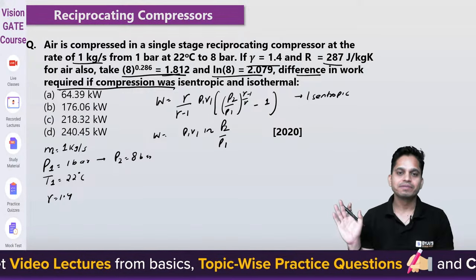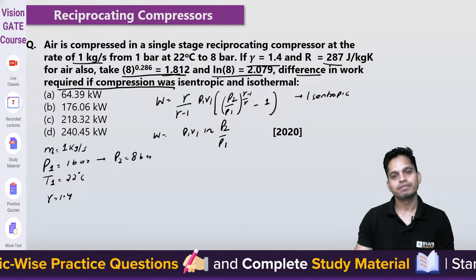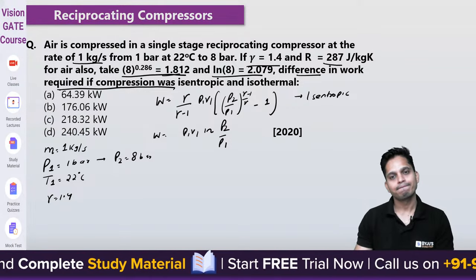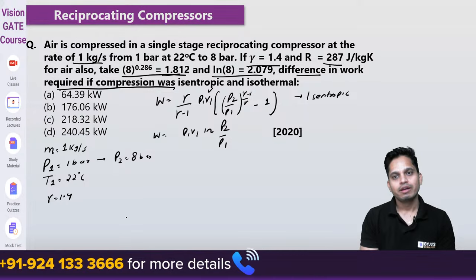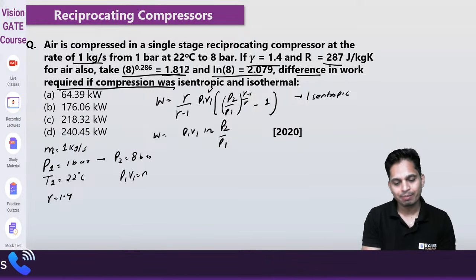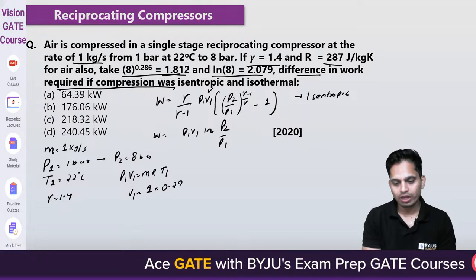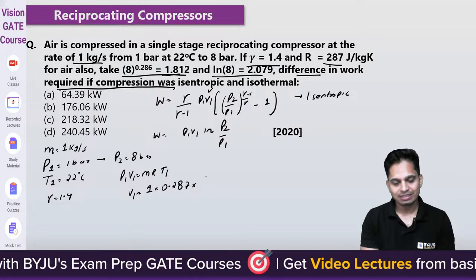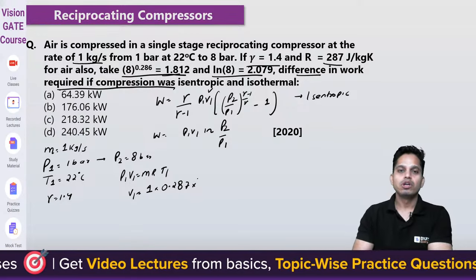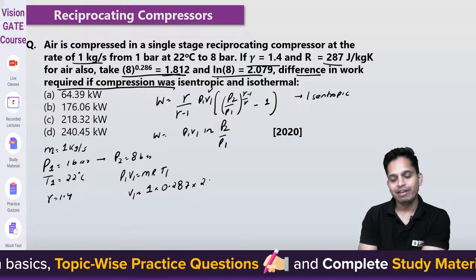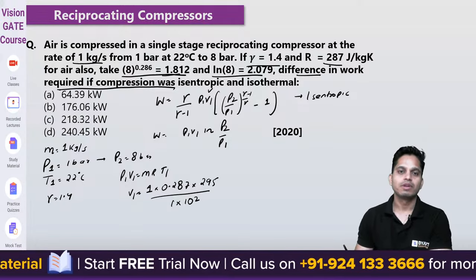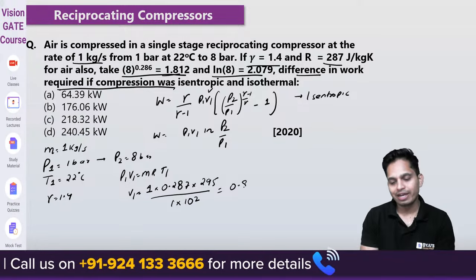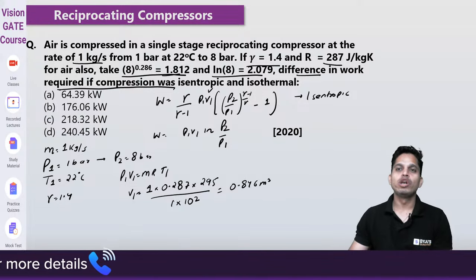So you know everything. Calculate quickly. You need V1 only. How can you calculate V1? By the ideal gas equation, P1 V1 equals M R T1. V1 is equal to 0.285 times T1, which is 22 degrees, how much is that? 295 kelvin. It is 1 bar, means 1 into 10 to the power 2. So you will find 0.846 meter cube.